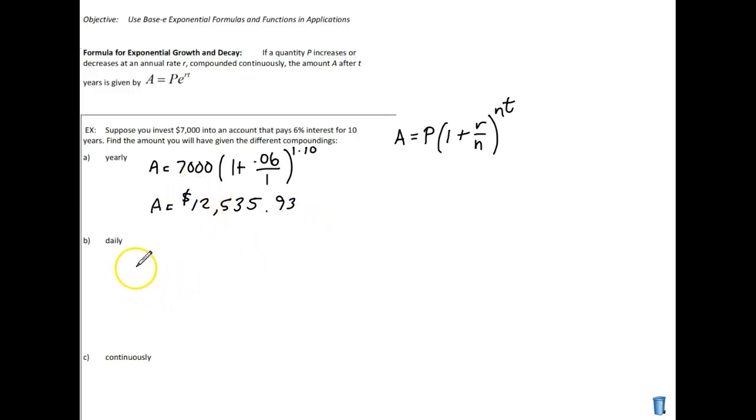Okay. Similarly, for daily compound interest, we're going to use the same formula, but instead of compounding it once per year, we're going to do it 365 times per year. And remember, we're going to multiply that by 10 up here in our exponent. So again, hopefully you're going to type this into your calculator.